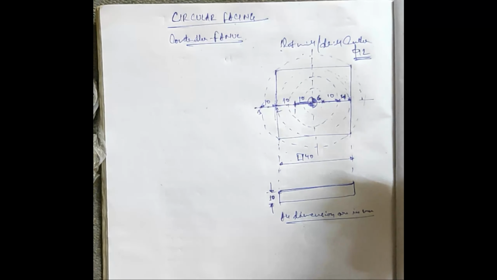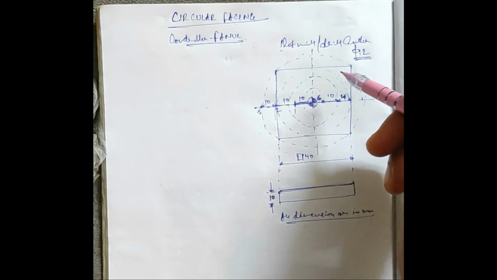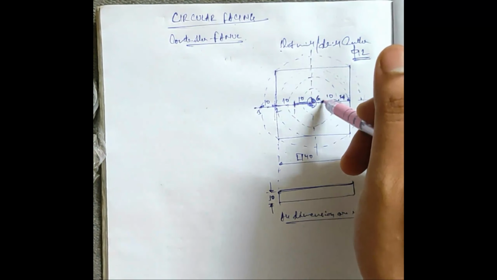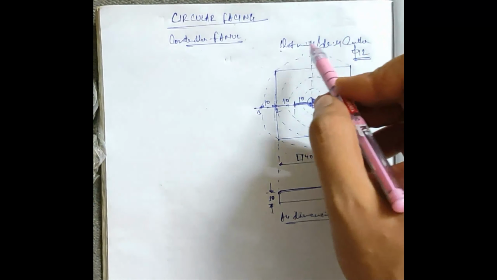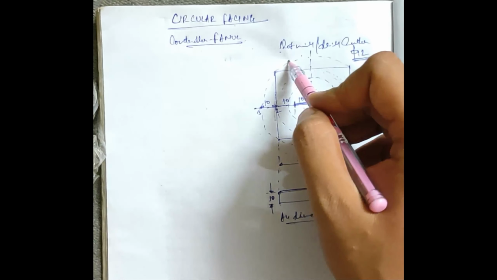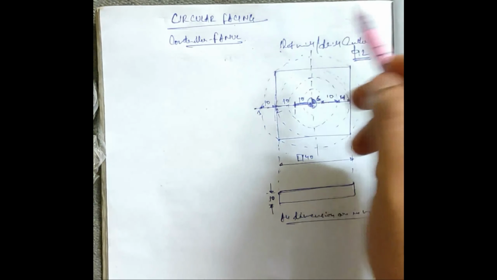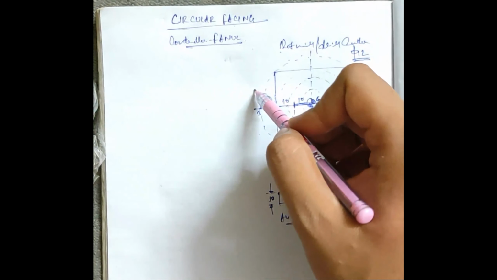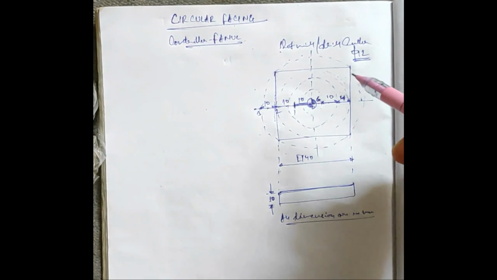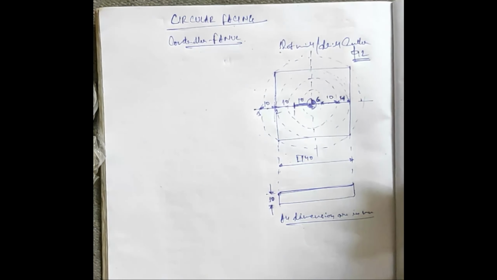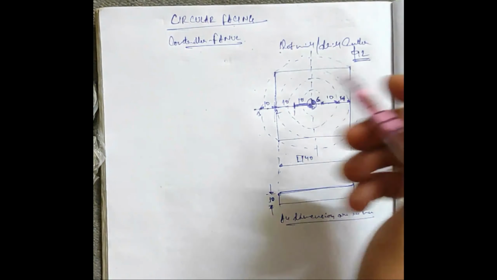So if you want to plunge on the workpiece, then use a slot mill cutter. And if you want to plunge outside of it, then you can use both end mill or slot mill, whichever is available at the time. So let's begin the program for circular facing.